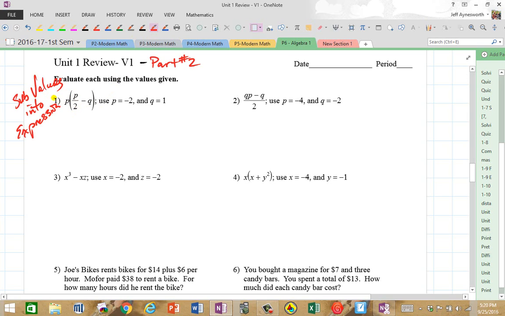All right, so here we go. So it's p, which is negative 2. So you have negative 2 times negative 2 divided by 2 minus q, which is 1. So I substitute, then evaluate.